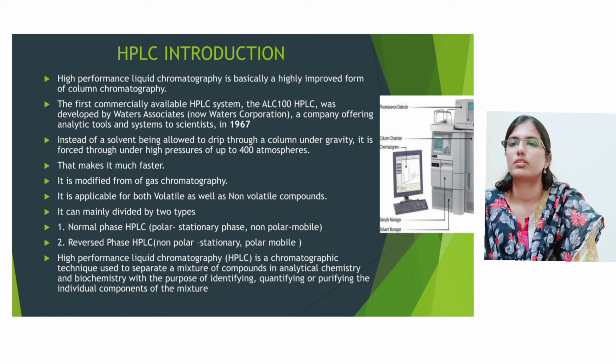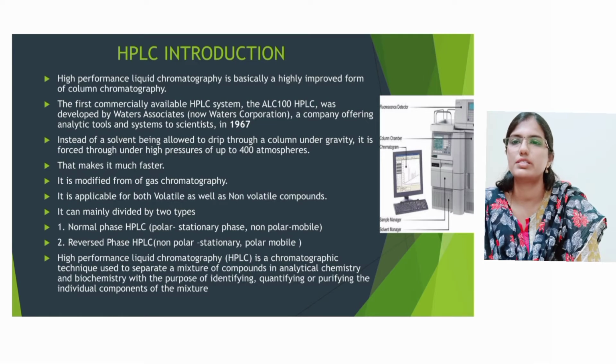HPLC introduction. So HPLC is high performance liquid chromatography and is basically a highly improved form of column chromatography. The first commercially available HPLC system, the ALC 100 HPLC, was developed by Waters Associates, now called Waters Corporation, a company offering analytical tools and systems to scientists, in 1967. Instead of a solvent being allowed to drip through a column under gravity, it is forced through under high pressures of up to 400 atmospheres. So that makes it much faster.